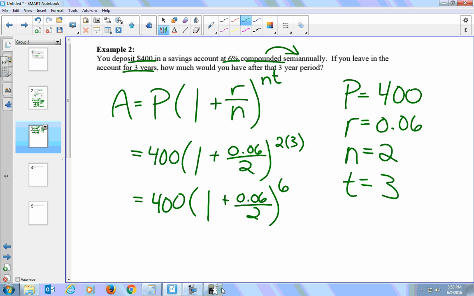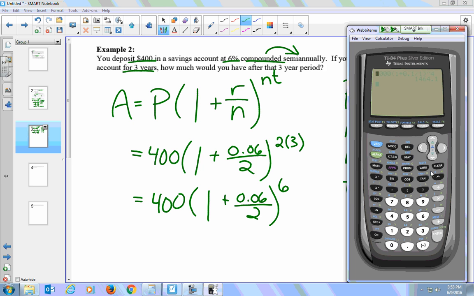Okay, now we can enter that in the TI-84. So we have 400, then we have a bracket. So I put my bracket, 1 plus 0.06 divided by, that's what this line is, 2, bracket.